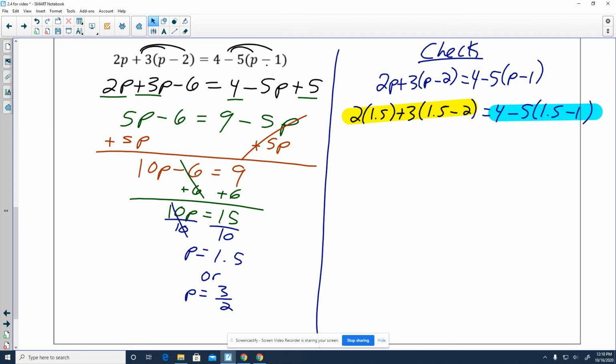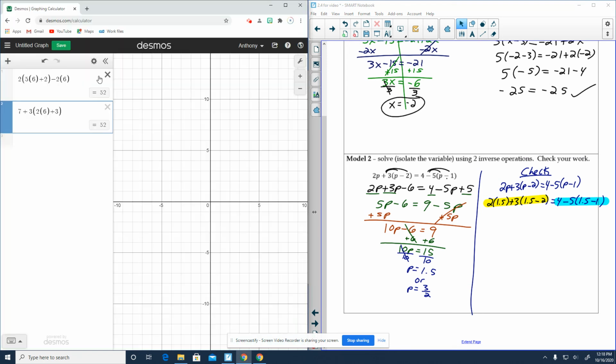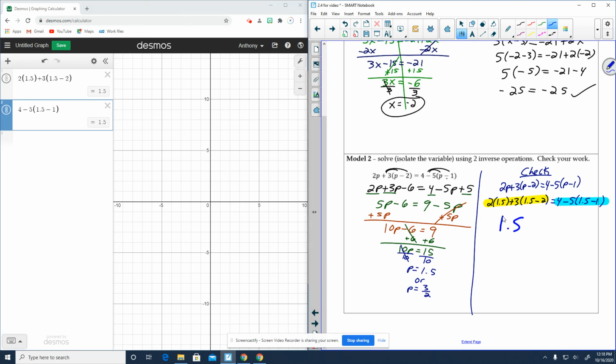So let's see. 2 times 1.5 plus 3 times (1.5 minus 2) is going to give us 1.5. And then on the right side, we're going to get 4 minus 5 times (1.5 minus 1). And we get 1.5. So on both sides, we're going to get the same thing, 1.5. So we know our answer is correct.